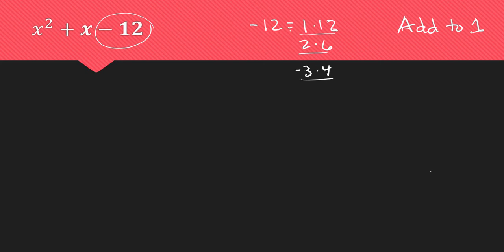All right, hopefully you did 4 times negative 3. 4 times negative 3 is negative 12. Negative 3 plus 4 is 1. So again, moving these two numbers, negative 3 and 4, into my factors, I get x minus 3, x plus 4.